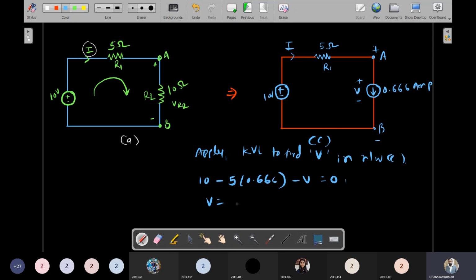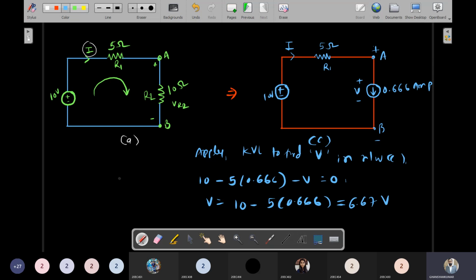V equal to 10 minus 5 into 0.666. What are you getting? Give me the answer quickly. 6.67 volt.